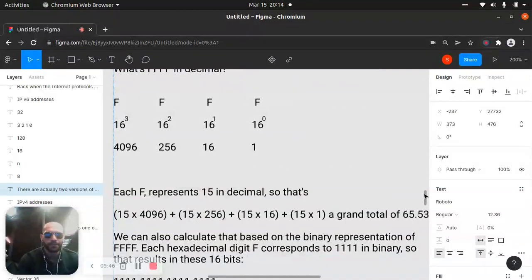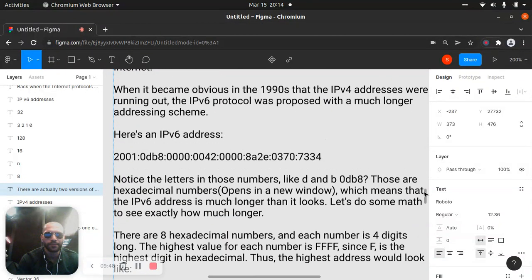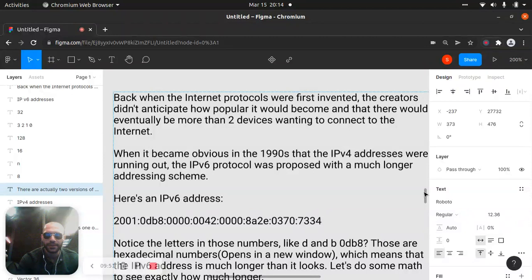Here's an IPv6 address. You can see we have one, two, three, four, five, six, seven, eight groups, and each group is written like FFFF. We'll go through all of them.